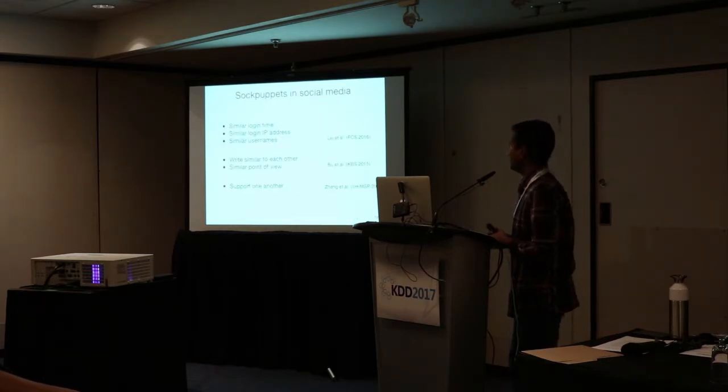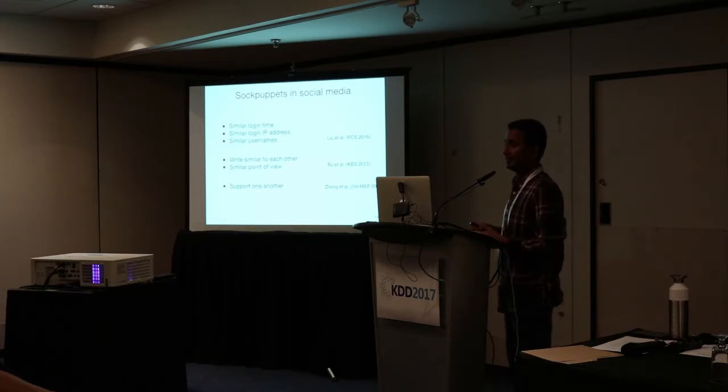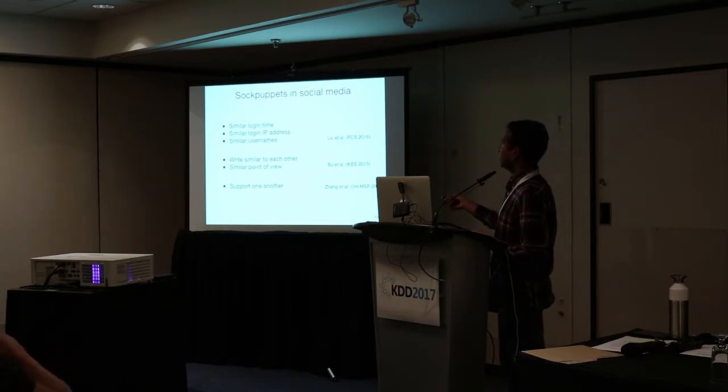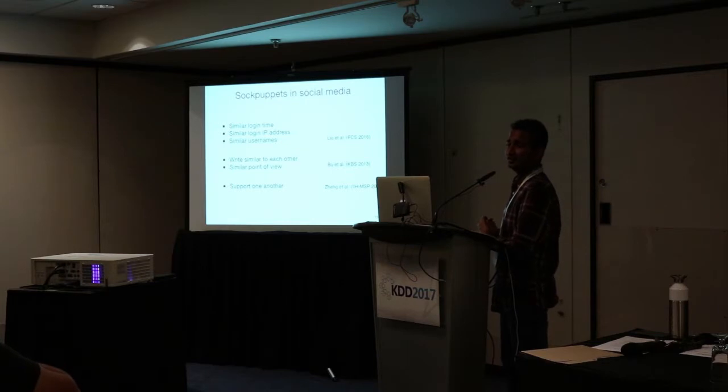The way sock puppets are identified, not only on Wikipedia but also on social platforms, is by using different types of heuristics. For example, in a paper in Frontiers of Computer Science in 2016, sock puppets were defined by using similar login time. They had similar IP addresses, and sock puppets were assumed to have similar usernames.